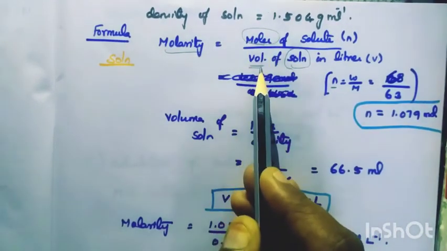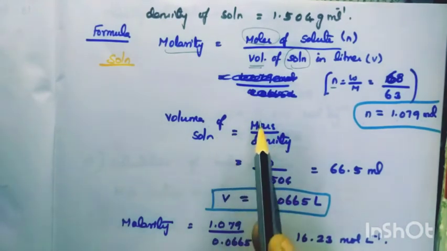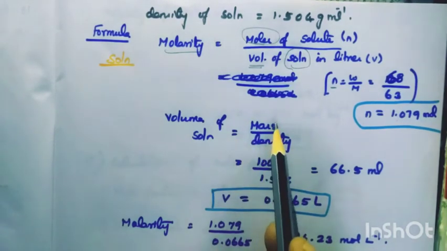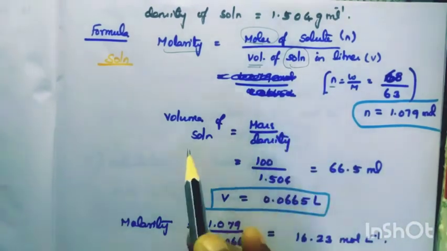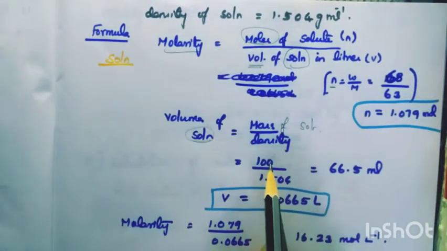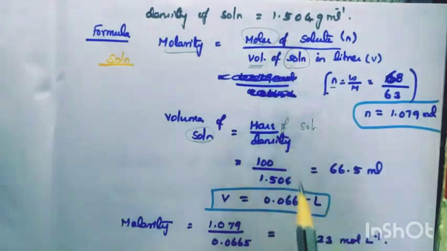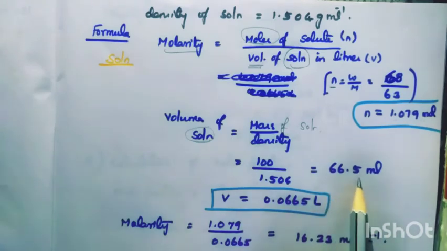Now the volume we have to find. So volume of the solution is equal to mass by density. Volume is equal to mass by density, we know, no? This is the solution, so this is also the mass of the solution, 100. Density is given as 1.504. That is equal to 66.5 ml. In ml it is given.